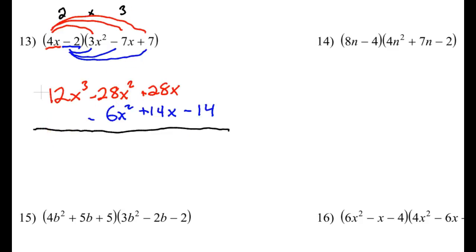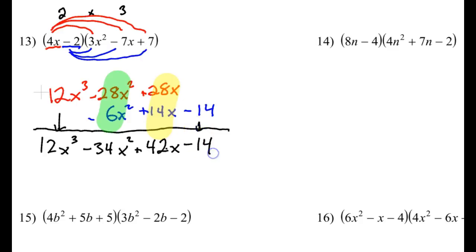So now everything is lined up vertically, right? That combines together. Makes it a little bit easier to finish these up. So I'll have a 12x to the third because that doesn't combine with anything. Negative 28 and negative 6, we have negative 34. 28 and 14 is 42. And then again, the number here has nothing to combine with, so just bring that down.